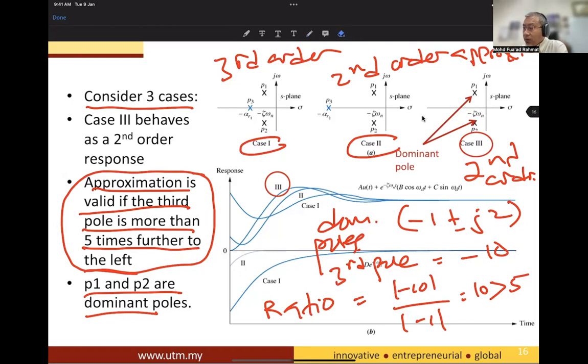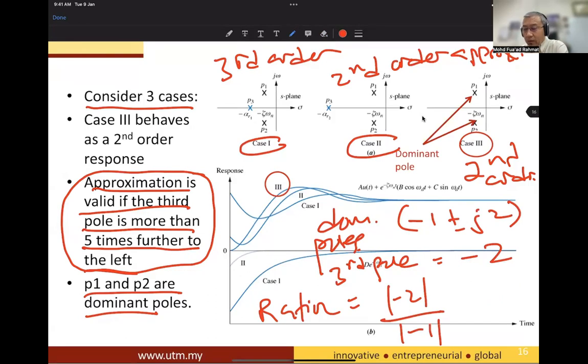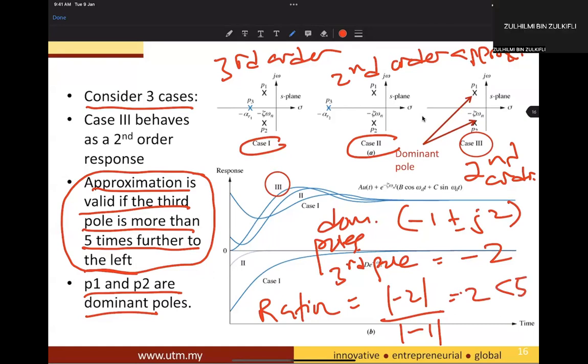But if you have a third pole equal to -2, the ratio, the modulus of the third pole divided by the real part of the dominant pole, is equal to 2, which is less than 5. When it's less than 5, the system is third order and the second order approximation is not valid. So the border is 5. The rule of thumb is 5.